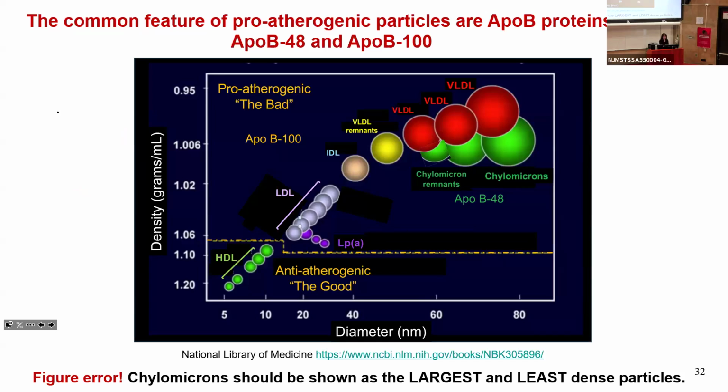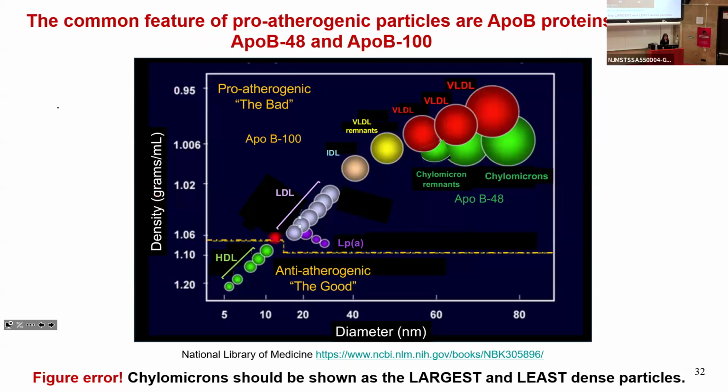Here, this is just showing the relative sizes. Chylomicrons are the largest, and they're the least dense. This one has a bit of a mistake from the NIH, but the chylomicron should be the least dense, so they shouldn't be below the VLDL. Higher density goes down. So the green should be above the VLDL, but never mind, it's a minor thing.